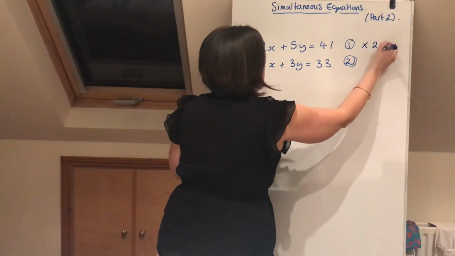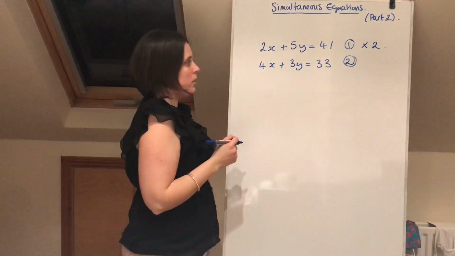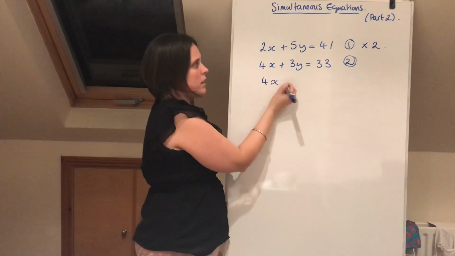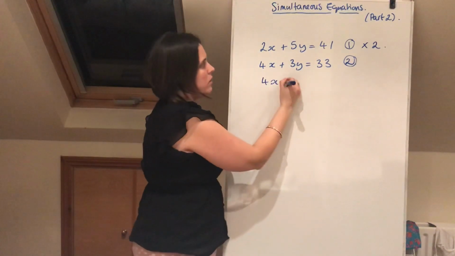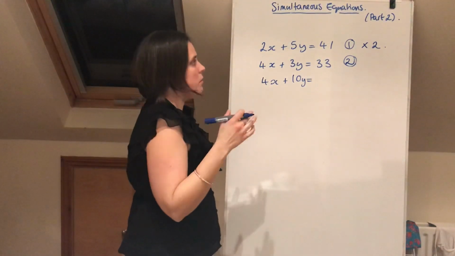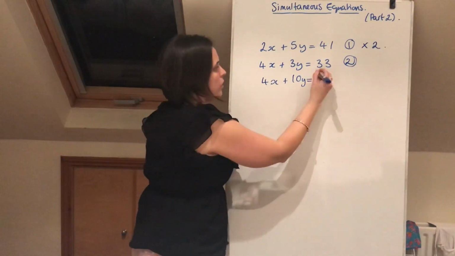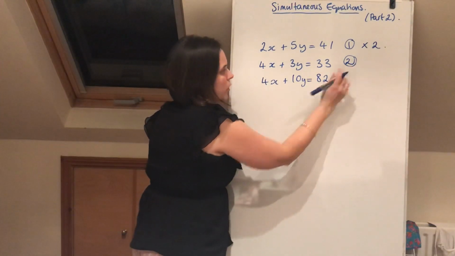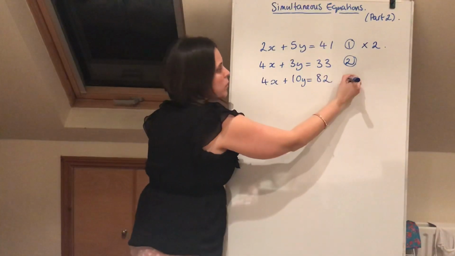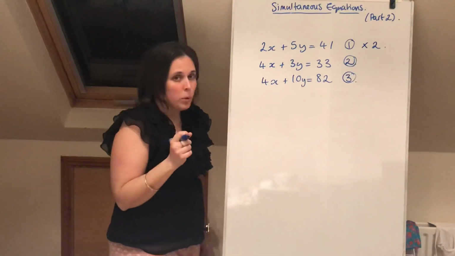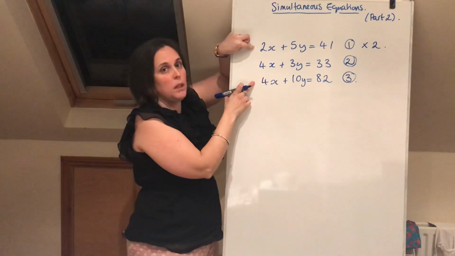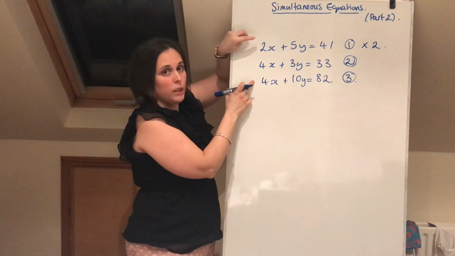So we multiply that entire equation through by 2, and we just write it out underneath. So 2x times 2 gives me 4x, 5y times 2 gives me 10y, but it's important to also multiply the constant term, so 41 times 2 is 82. Now I can't call that equation 1 because we've already called that one equation 1, so we'll call it equation 3. But what's really important, and you must understand this, is that equation 1 and equation 3 are the same equation. This one has just been scaled higher.